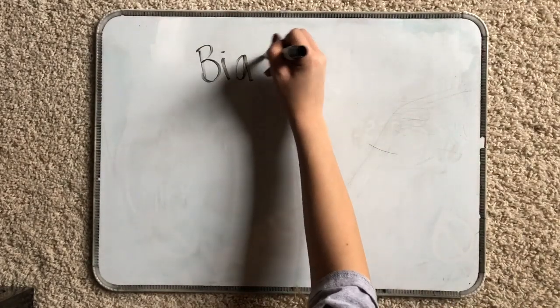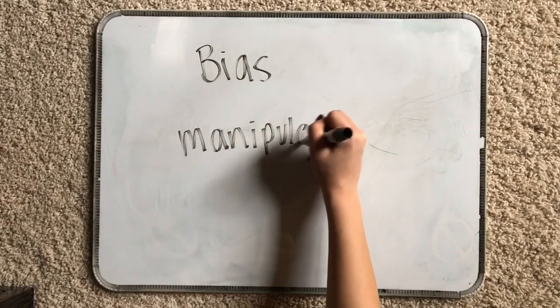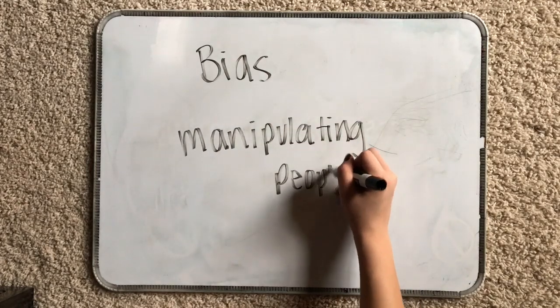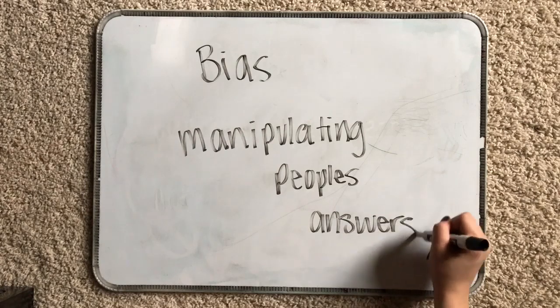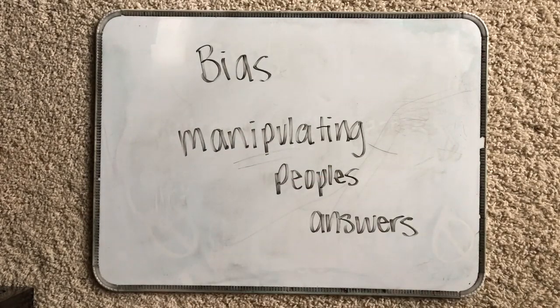And then there is bias. Bias is when you manipulate the survey to be worded in a way that people will want to answer a certain way.